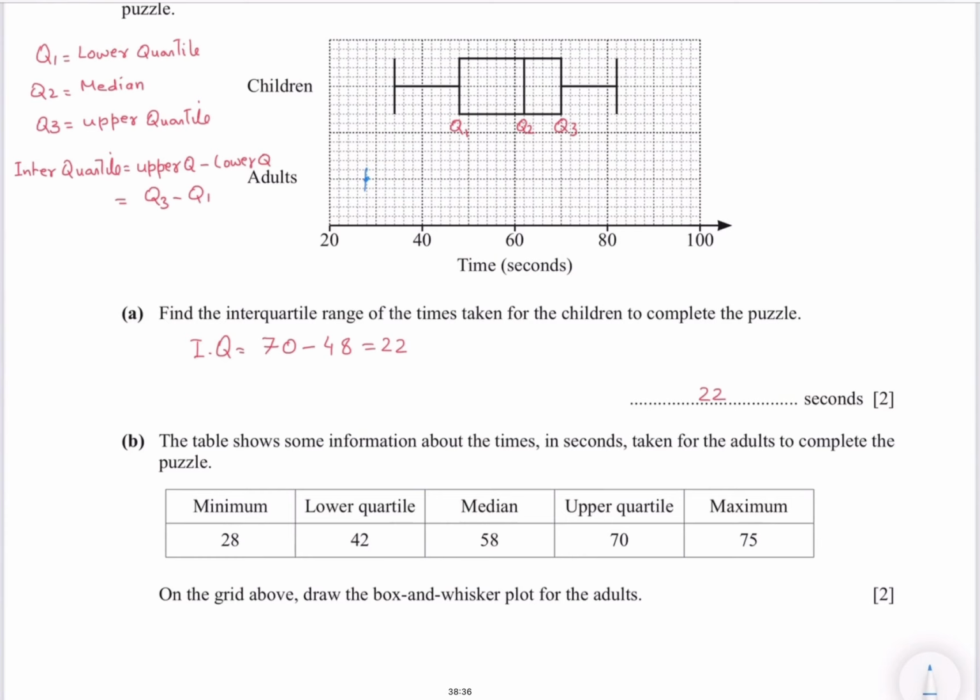With the blue pen, I have marked the minimum value 28, then the maximum value 75, then the lower quartile 42, then median, then upper quartile. Now draw a box like this. So here is our box and whisker diagram.